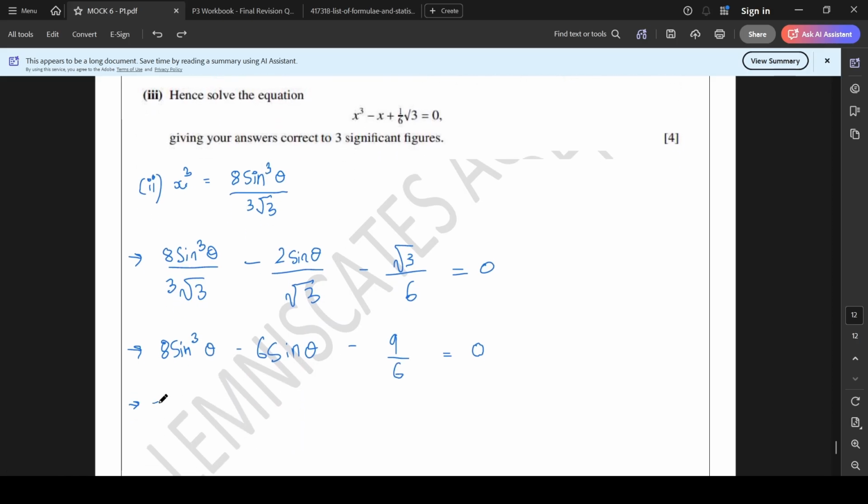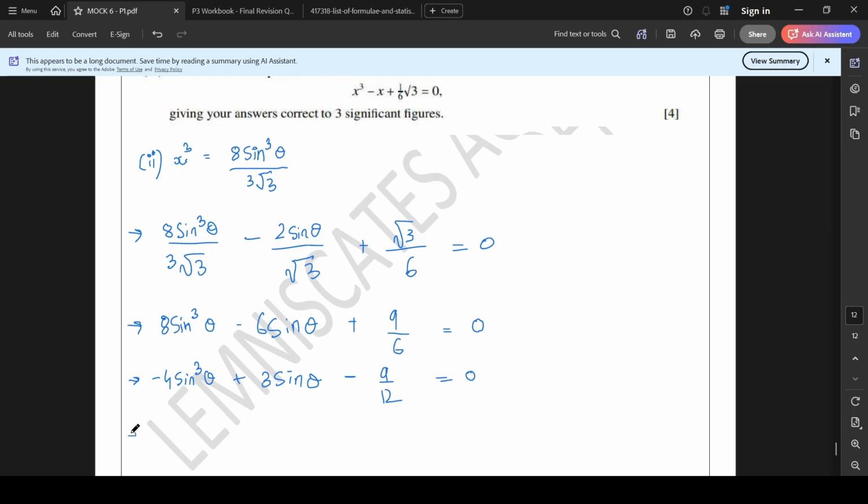So it's going to become minus 4 sine cube theta plus 3 sine theta, and then plus 9. Okay, yeah, I made a mistake over here. There had to be a plus over here. So yeah, 9 over 6, but then I'm also dividing it by 2 with a negative sign also. So let me fix this very quickly. So it's going to become 9 over 12, which is equal to 0.